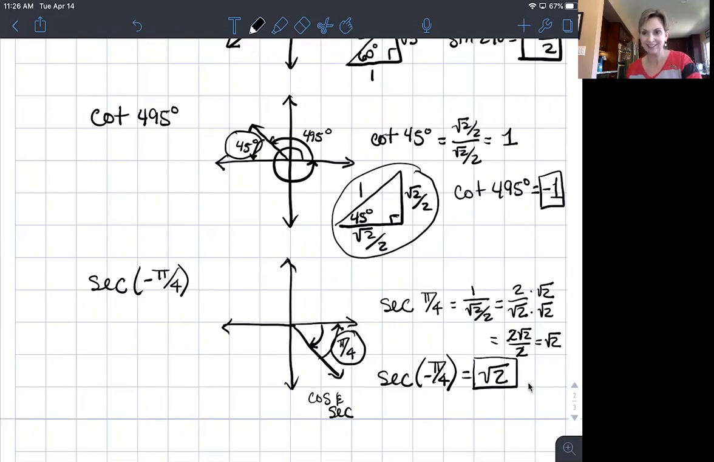Did you get that answer? Kind of a tricky one there for sure. Okay, that's it for using our 6 trig functions and reference angles to solve for them.